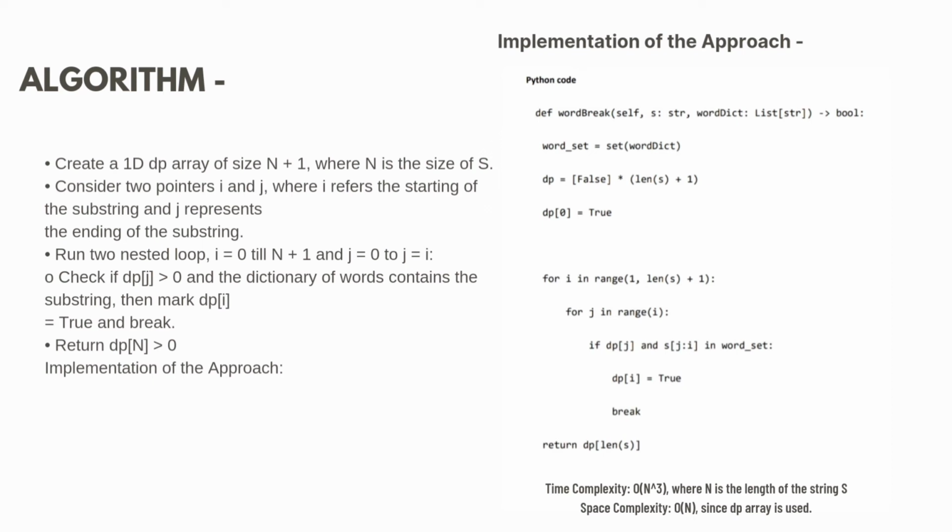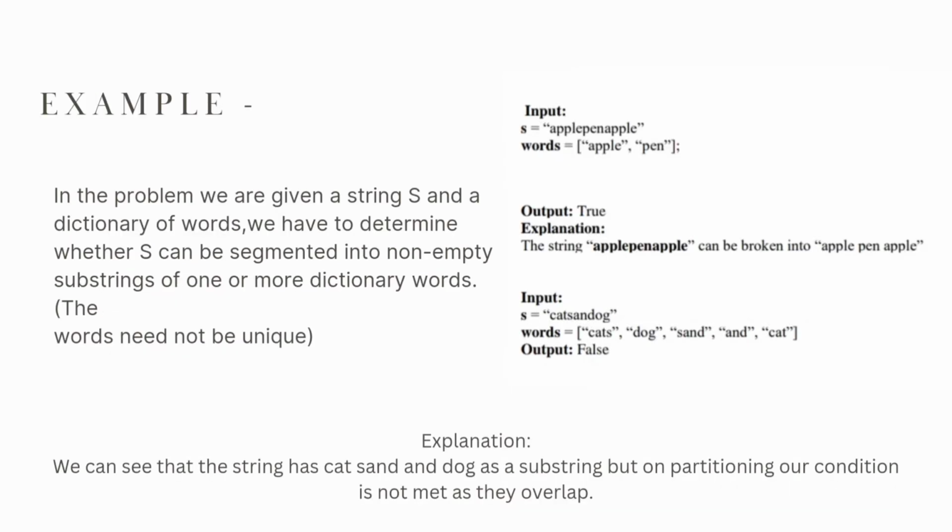We will check if dp of j is greater than 0. If it is so, then we will compare the substring with the dictionary of words. If the dictionary of words contains this substring, we can mark dp of i equal to true and break the loop. Finally, we have to return dp of n greater than 0. So this is the algorithm of the word break problem. The time complexity is O of n cube and the space complexity is O of n, same as the brute force approach.